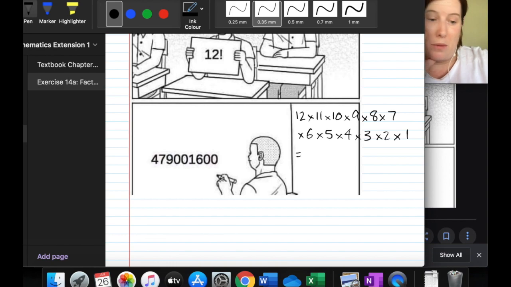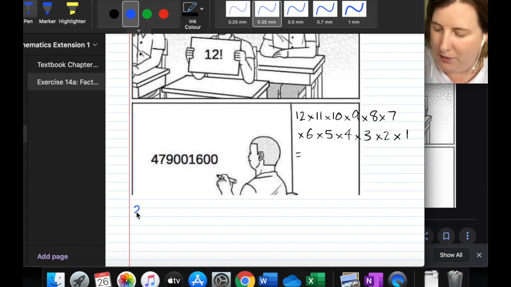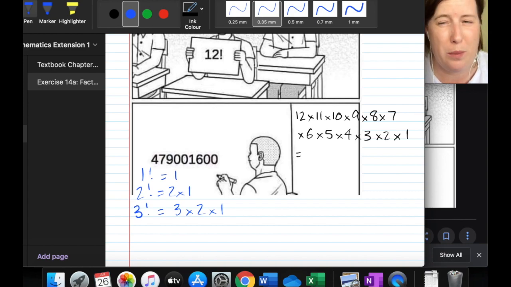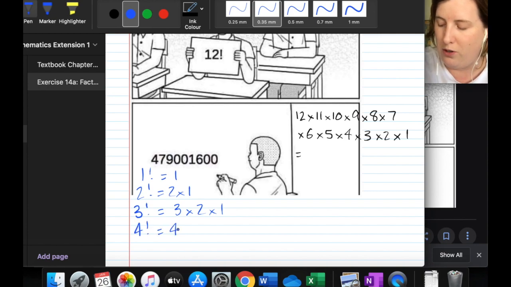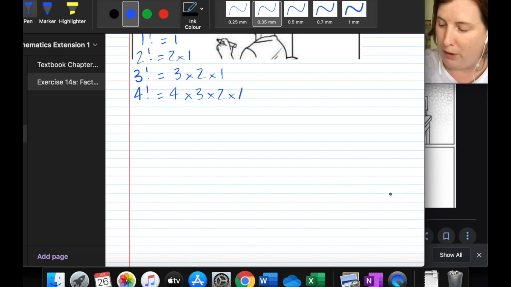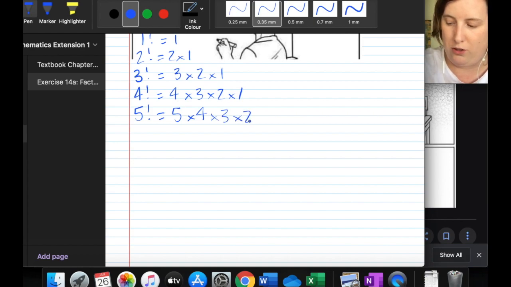It's actually a really simple concept. It's just any number multiplied by all the numbers below it. So for example, if we had 3 factorial, then that's 3 times 2 times 1. If we had 2 factorial, that's 2 times 1. If we had 1 factorial, that's 1. Technically 0 factorial is 1 as well, but please don't get me there. 4 factorial is 4 times 3 times 2 times 1. You've probably noticed a pattern, and it's going to be very useful for what we do later. So 5 factorial is 5 times 4 times 3 times 2 times 1.